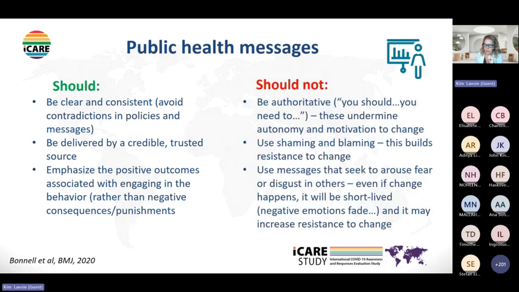A quick list of should nots. Try to avoid being authoritarian. "You should," "you need to," because these tend to undermine people's needs for autonomy and their motivation to change. You want to avoid using shaming and blaming. This tends to build resistance in people. And as I mentioned before, using messages that seek to arouse fear or disgust in people.